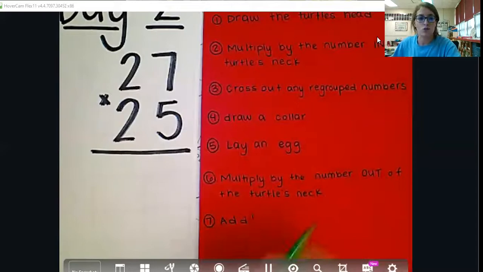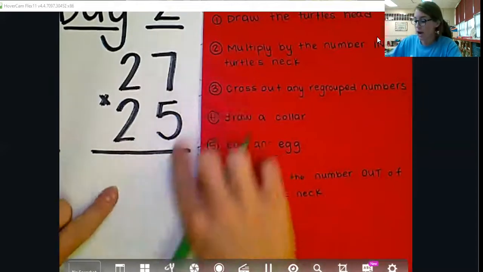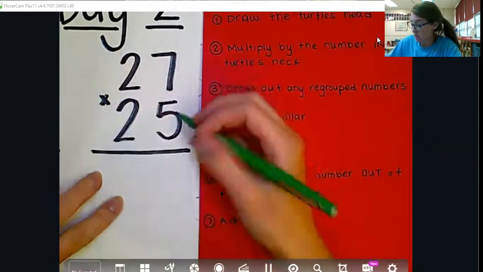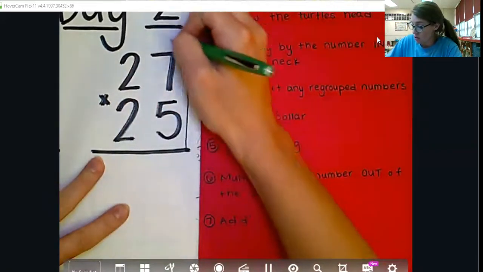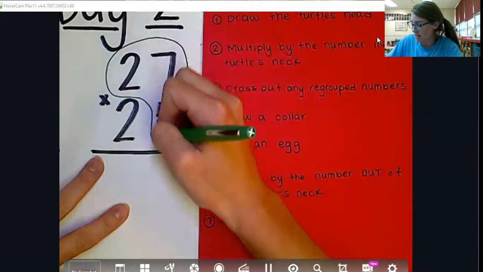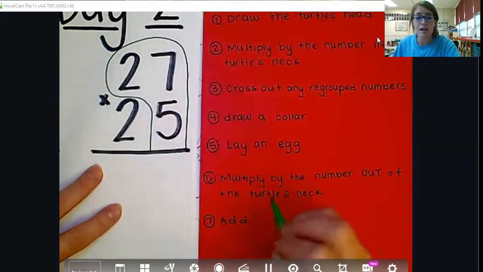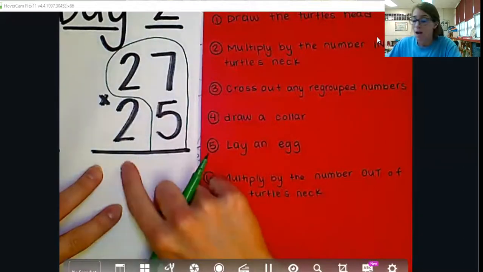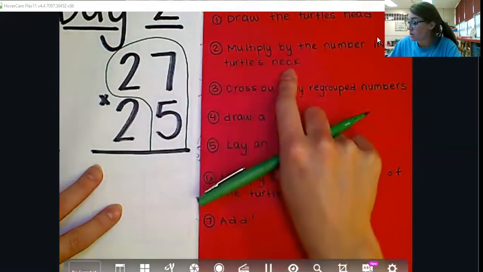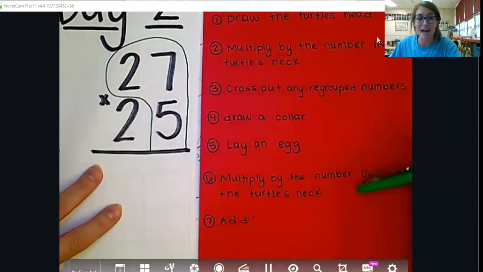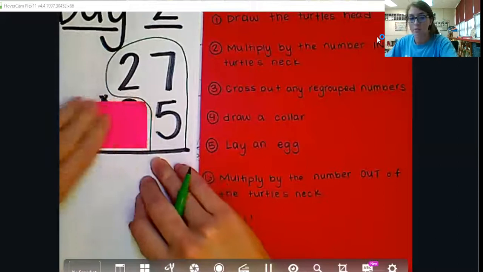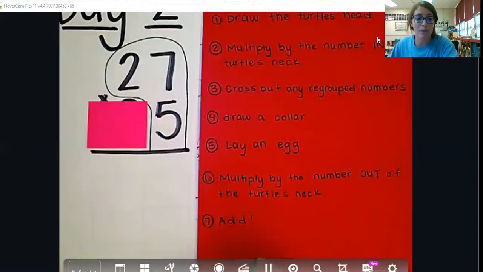Correct. I've got to draw that turtle head around the ones and that entire top number. So I'm going to go ahead and draw the turtle head. And remember, it does not have to be perfect. You're really just doing this so that you can make sure you keep those numbers grouped together. All right, now that we've drawn the turtle's head, we're going to multiply by the number inside the turtle's neck. Remember, so we are ignoring this number out here for the time being. Okay, we'll come to it next.